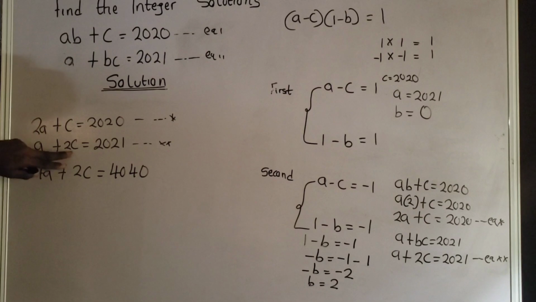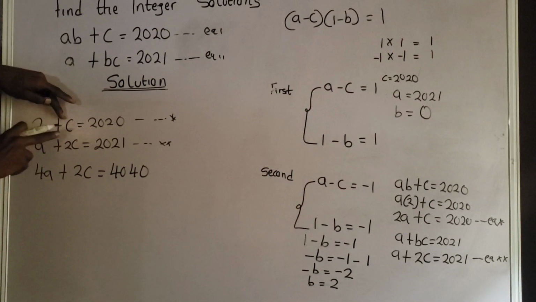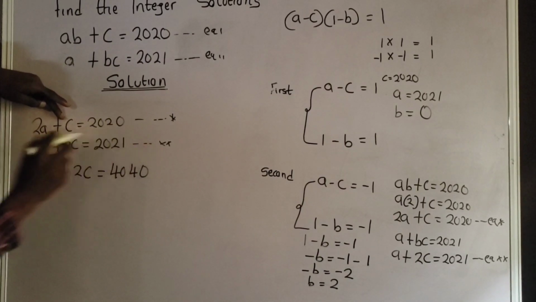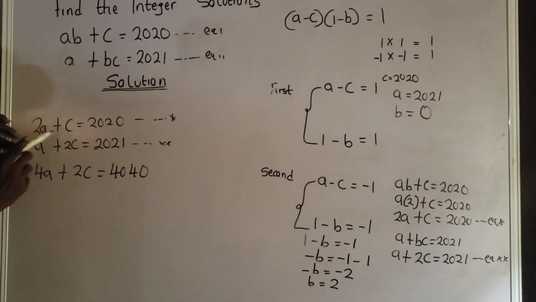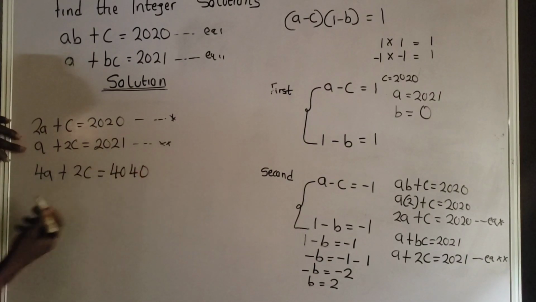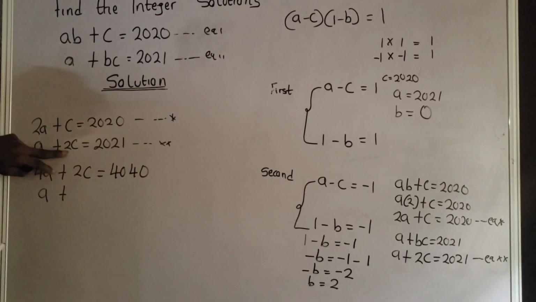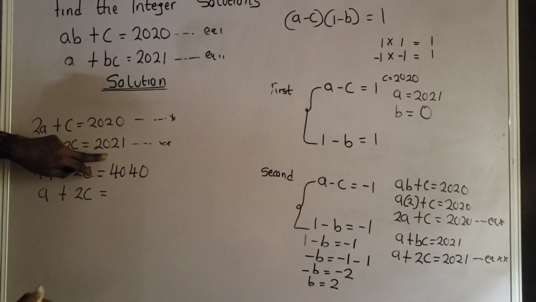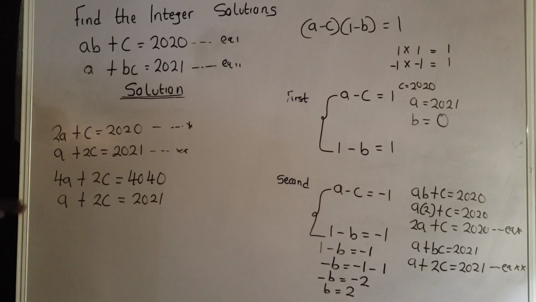So to eliminate c, I'm going to multiply the coefficient of c in equation star with the whole equation double star. The coefficient of c in equation star is 1. So I'm going to multiply 1 by the whole equation double star. 1 multiplied by a is a, plus 1 multiplied by 2c, that is 2c. 1 multiplied by 2021, that is 2021. Now the next step is to subtract this equation from this equation.